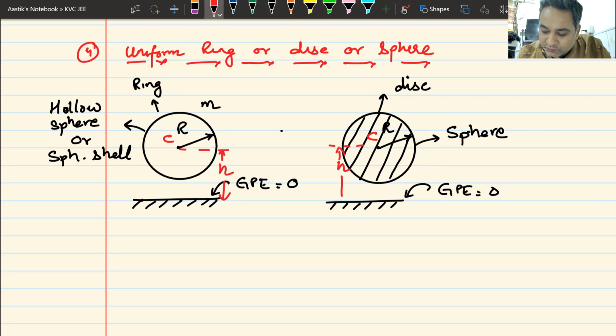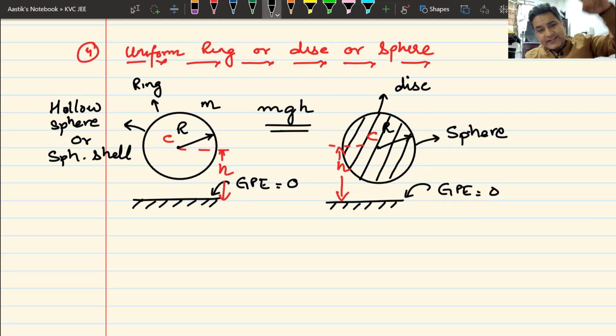Doesn't matter whether it's a hollow sphere, spherical shell, or a sphere, whether it's a disk or a ring, all their centers of mass lie at the center because they are uniform. Can you now tell me what is the gravitational potential energy of all these bodies? And the answer is M G H. Nothing changes. The concept remains same. We have to locate the center of the mass. We have to find out how high is that center of mass from my reference point. And I have not written plus. I must write plus M G H. And that is how things are done.